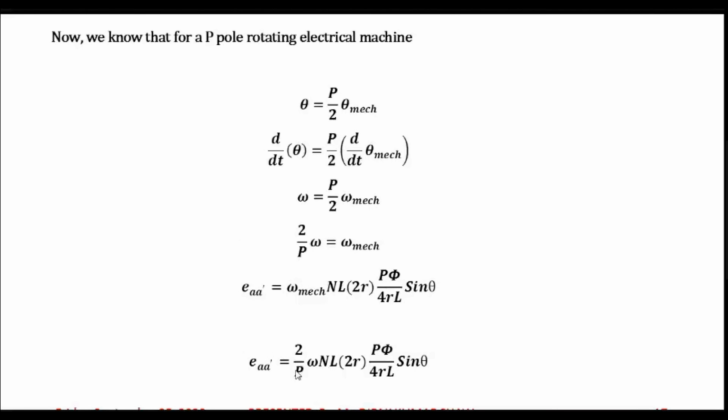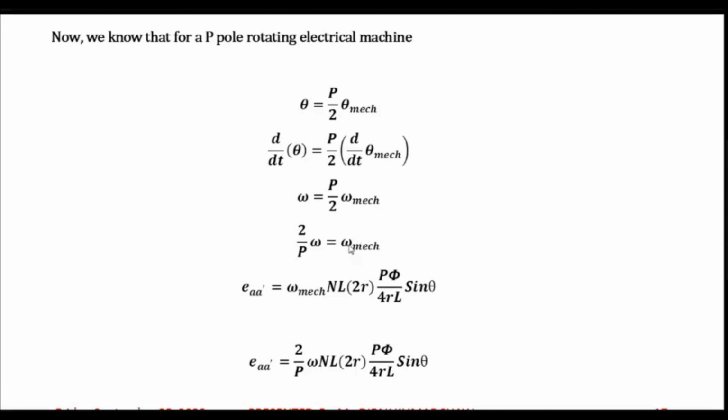And thereafter we have used that particular relation which we derived earlier, that theta is nothing but p by 2 theta mechanical, where theta is in electrical degree. If you take the time derivative, it will come like this: omega equals p by 2 omega mechanical, where omega mechanical is the angular speed in mechanical radian per second, and omega is the speed in electrical radian per second. Because whenever you multiply omega mechanical by p by 2, it is converted in terms of electrical radian per second. So you can write omega mechanical to be 2 by p into omega.